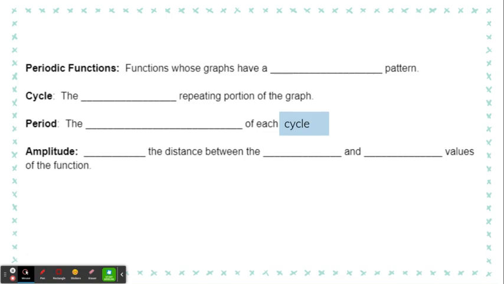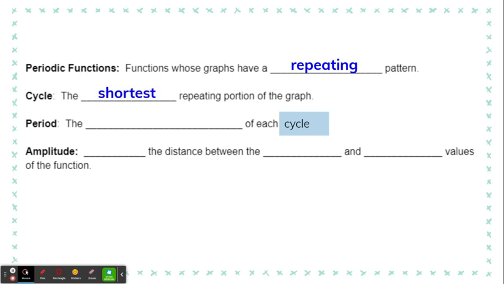Okay. All right, some vocab for you to fill in, please. And notice I did change this word to cycle. So go ahead and make that change into the notes, please. All right, periodic function is when it's repeating. You have a function that repeats itself. That's called a periodic function.